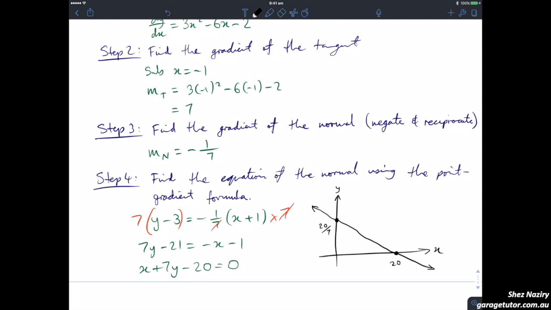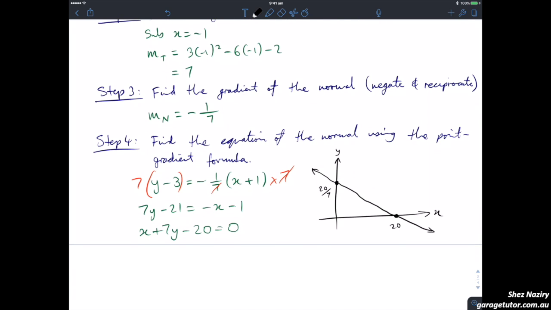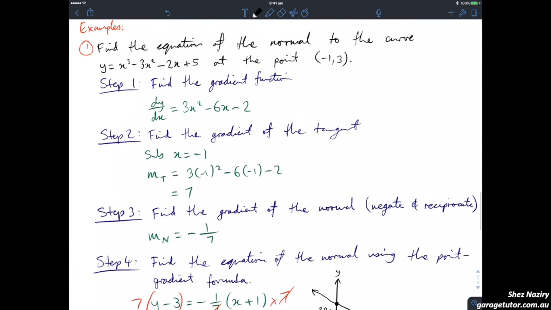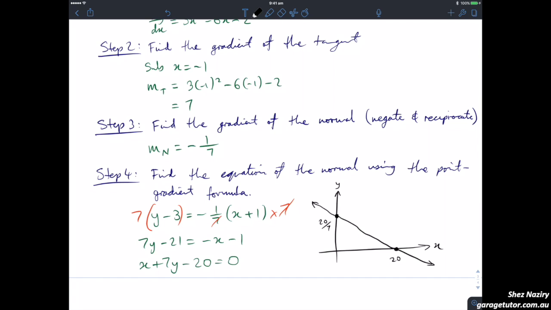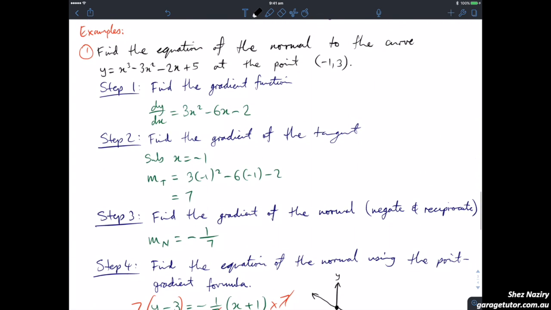Now, it's not to scale, but that would be a lot shallower, because it has a gradient of 1 over 7. It should be a lot shallower than that. But now we know the gradient of the normal. And the way that it would look through the graph, our point is negative 1, 3. It'll cut right through it somewhere there.